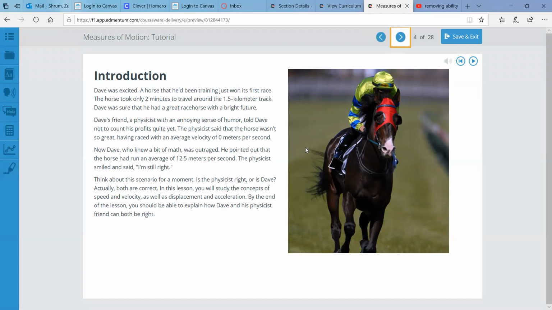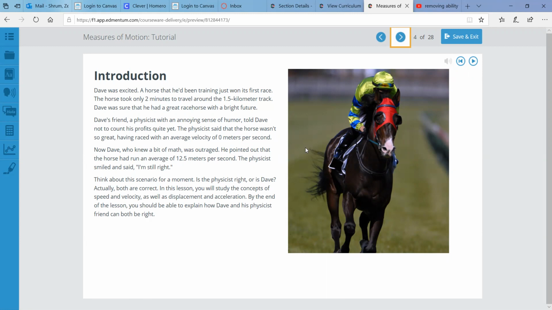So in the intro, Dave was excited. A horse that he'd been training just won its first race. The horse took only 2 minutes to travel around the 1.5-kilometer track. Dave was sure that he had a great racehorse with a bright future. His friend, a physicist with an annoying sense of humor, told Dave not to count his profits quite yet. The physicist said that the horse wasn't so great, having raced with an average velocity of 0 meters per second.